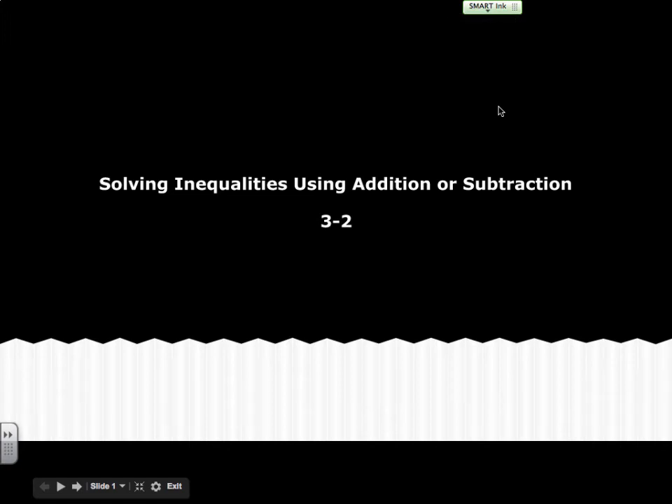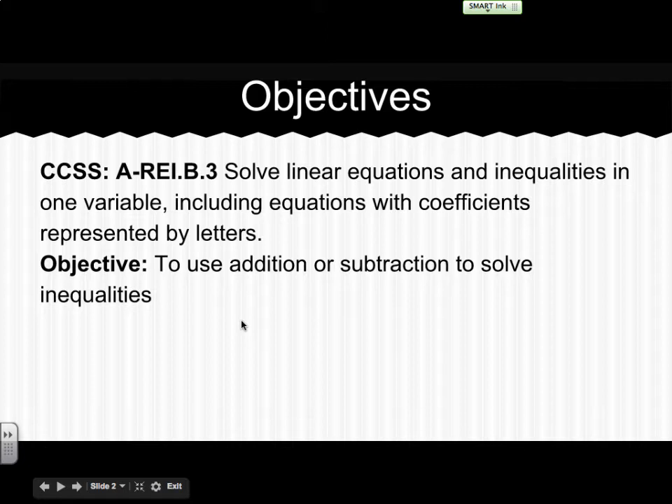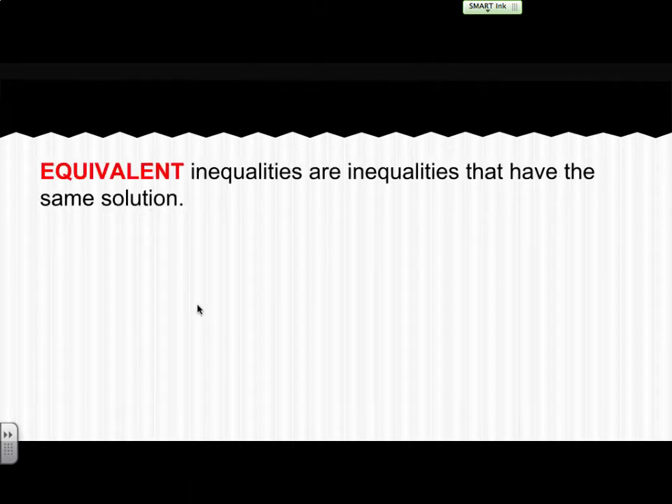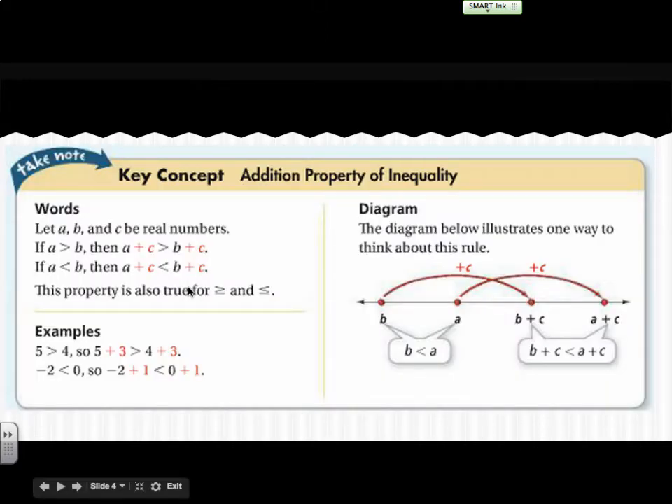Solving inequalities using addition or subtraction. Objectives: to use addition or subtraction to solve inequalities. Equivalent inequalities are inequalities that have the same solution. And they talk about the concept of the addition property of inequality.